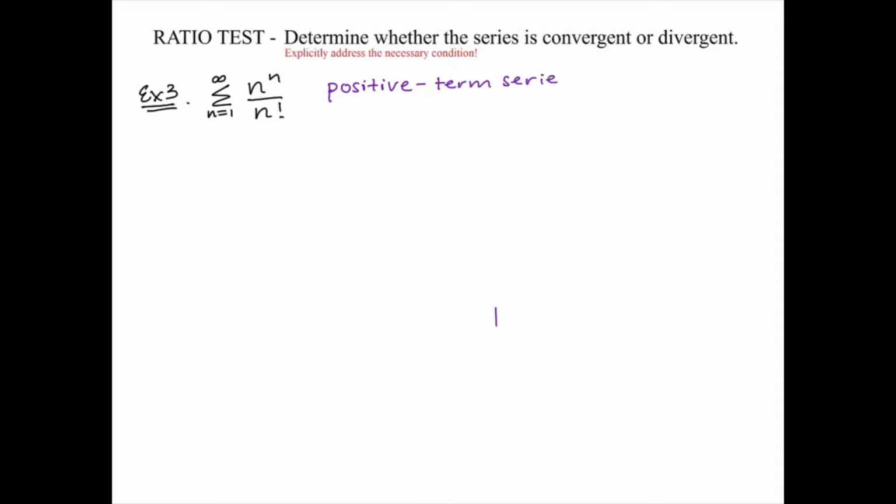As long as n is greater than or equal to 1. Okay, so here we go. The limit as n approaches infinity of a sub n plus 1 over a sub n is going to be the limit as n approaches infinity of (n plus 1) to the n plus 1 over (n plus 1) factorial divided by n to the n over n factorial.